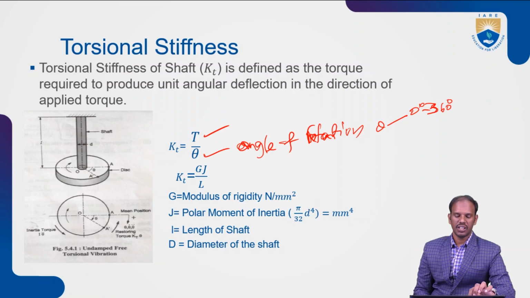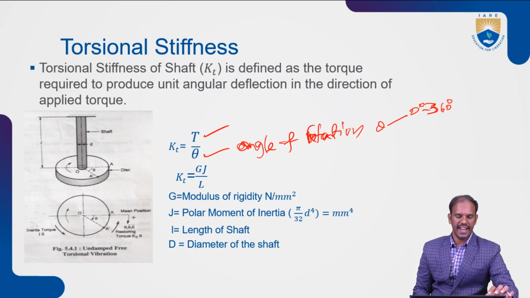You can check this in the equation of torque: T by J equals G theta by L. All these things we can check using the equation of torque. G is the modulus of rigidity, J is the polar moment of inertia, L is the length of the shaft, and d is the diameter of the shaft. The polar moment of inertia can be written as pi by 32 into d to the power of 4, in mm to the power of 4.